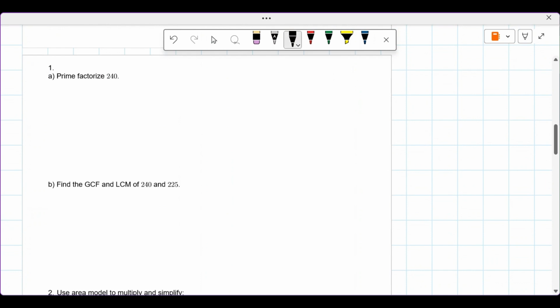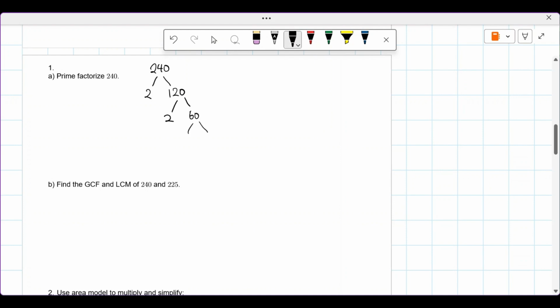In order to prime factorize a number, we want to use a factor tree. So starting with 240, let's divide it by the smallest prime number, 2. Well, 240 is divisible by 2, so let's divide 240 by 2. I get 2 and 120. Let's divide 120 by the smallest prime number once again. 2 is divisible, so it becomes 2 and 60.